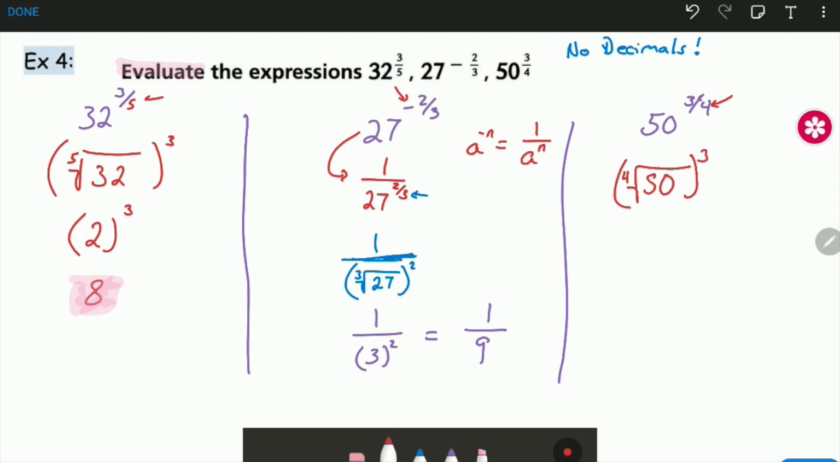So in this case, because we can't break down the 50, turning it into the fourth root of 50 to the third power is typically the better option. And then we can actually do 50 to the third, which is not an ideal number. It'd be 125,000.